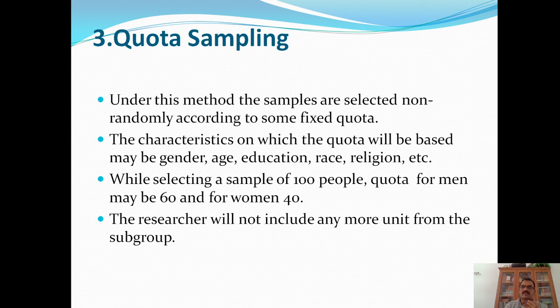The characteristics on which the quota will be based may be gender, age, education, race, religion, etc. While selecting a sample of 100 people, the quota for men may be 60, for women 40. So the total number of men should not exceed 60 and the total number of women should not exceed 40. A sample of 100 respondents is required and a quota is fixed at 60 men and 40 women. The researcher will not include any more units from the subgroup.